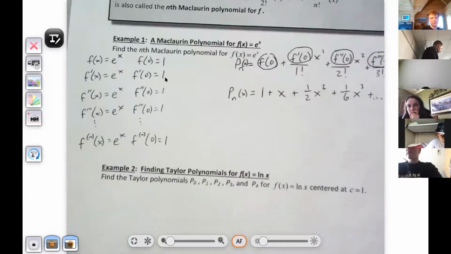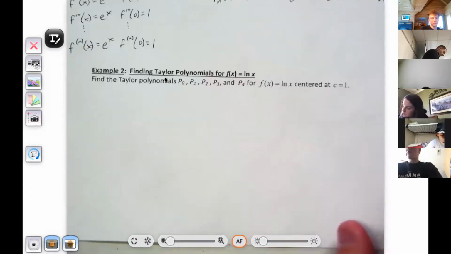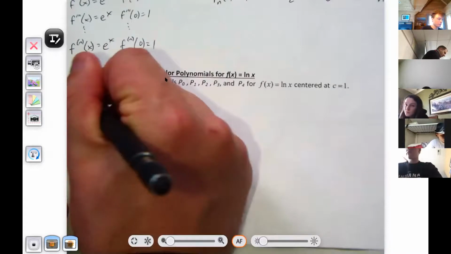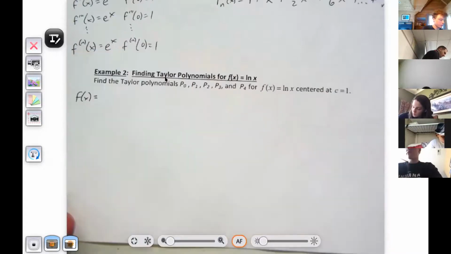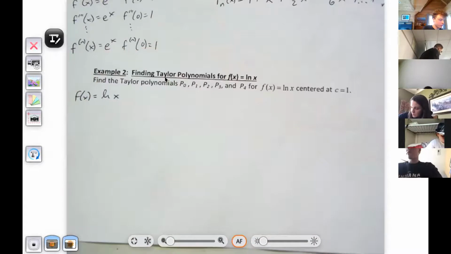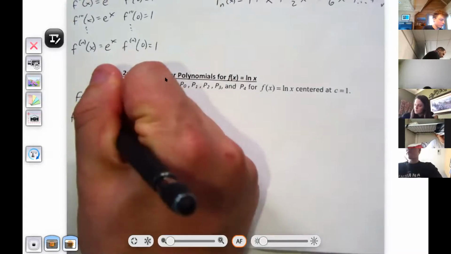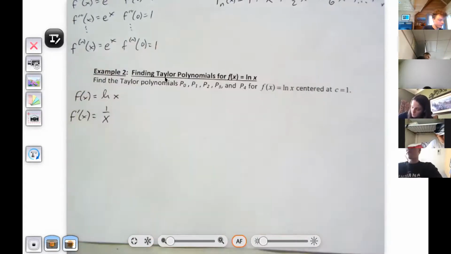All right, first thing I'm going to do is write f of x and a bunch of its derivatives off to the side. So f of x is natural log of x. F prime is 1 over x. We have to find the derivative of this, which if you think about this as x to the negative first, it's negative x to the negative second. So negative 1 over x squared.